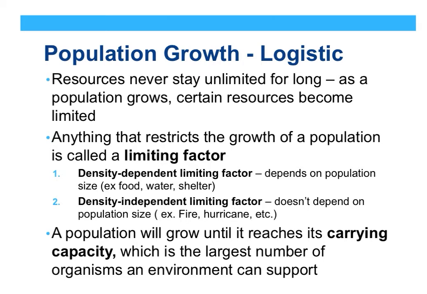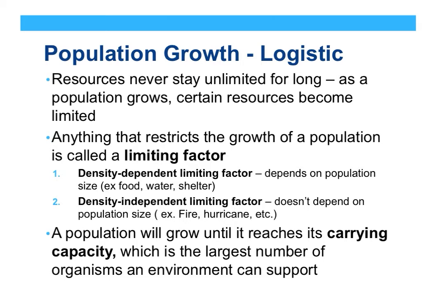All right, anything that restricts the growth of a population is called a limiting factor. There are two types of limiting factors. There are those that are density dependent, which means it depends on the population size. Those are examples of food, water, and shelter. As the population size increases, the availability of food, water, and shelter decreases. Therefore, the population growth will start to level off.